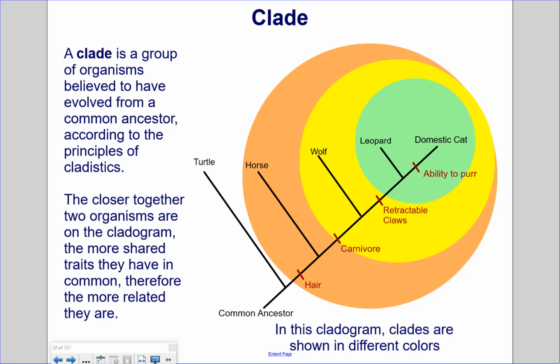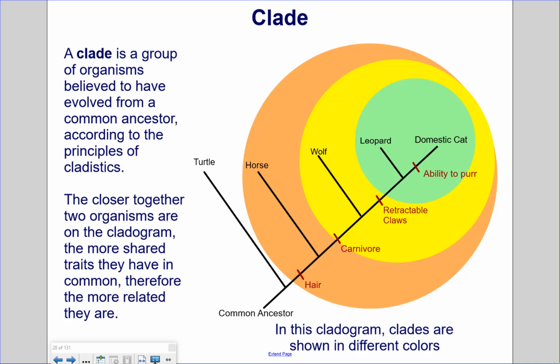Derived traits are traits that are shared by all individuals on a particular branch, but do not appear in ancestors. So for example, hair is a trait that appears in the horse, wolf, leopard, and domestic cat. It appears in all those, but it does not appear in the common ancestor, nor does it appear in the turtle.